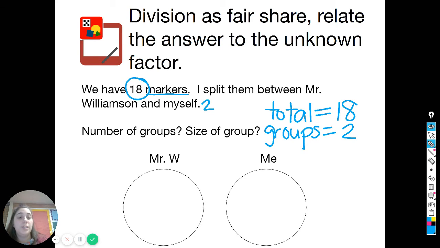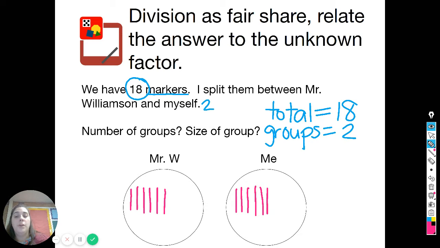Williamson. Now what I'm going to do is take those 18 markers and split them up 1 at a time until I get to 18. So watch how I do this. 1, 2, 3, 4, 5, 6, 7, 8, 9, 10, 11, 12, 13, 14, 15, 16, 17, 18. Okay, I've used all 18 markers.